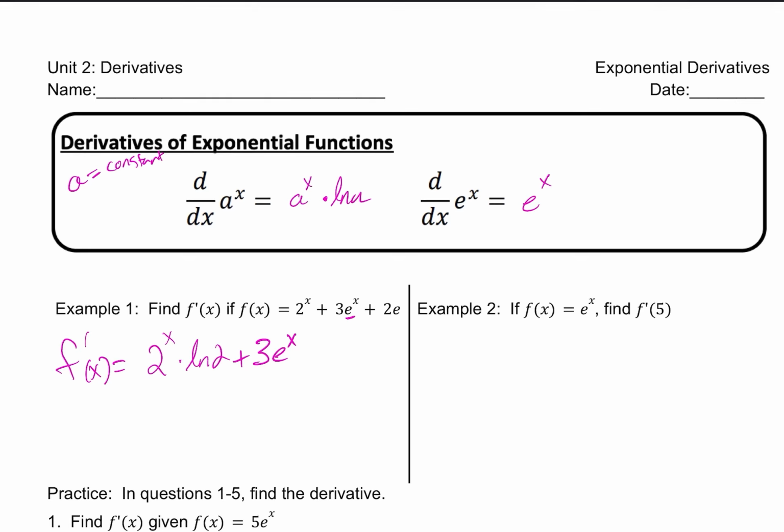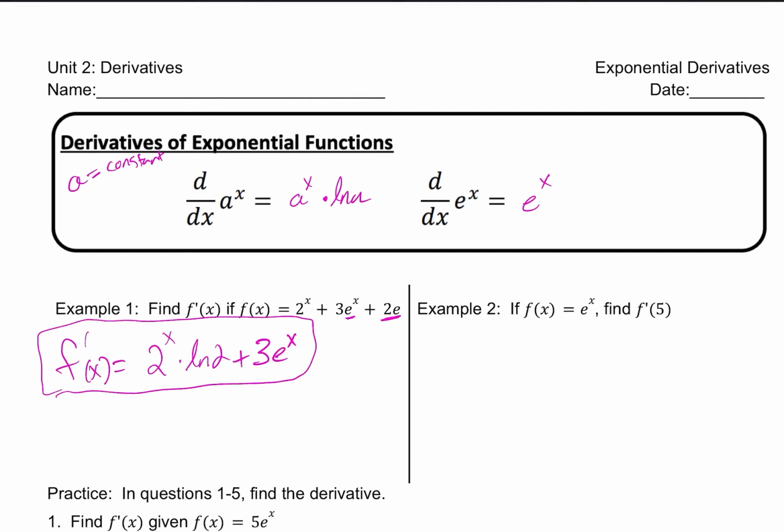It's the same thing, right? Plus, this doesn't have an x next to it, so the derivative of 2e is just a number, so it's 0. So our derivative would be 2 to the x times the natural log of 2 plus 3e to the x.